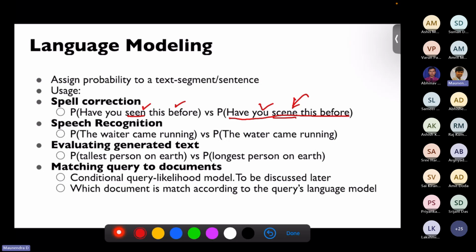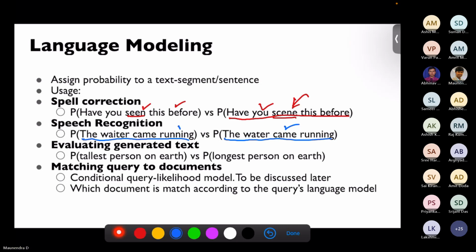Then for speech recognition also, it can be very helpful. Suppose the utterance is being converted from speech into text, and the utterance has been captured like this: "the waiter came running", and another possibility is "the water came running". Assuming that our language modeling is done perfectly, we can expect that the probability associated with the second version is much higher. Accordingly, the system can correct the text counterpart for the speech uttered.